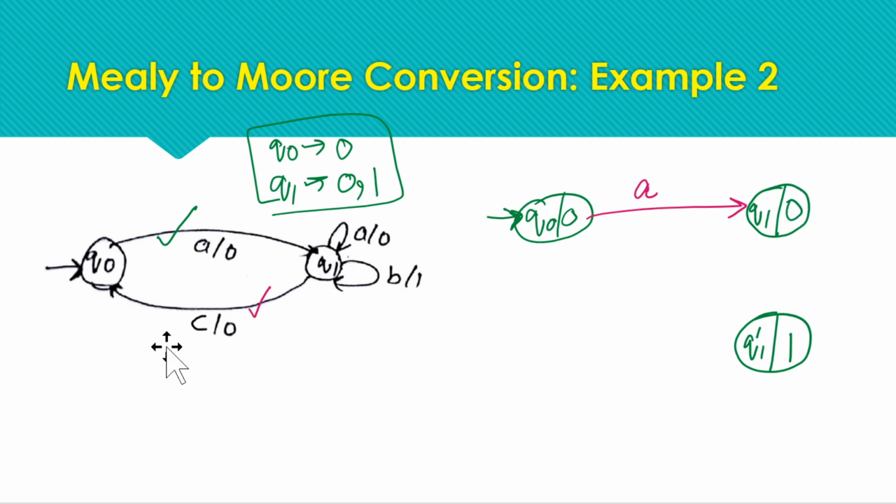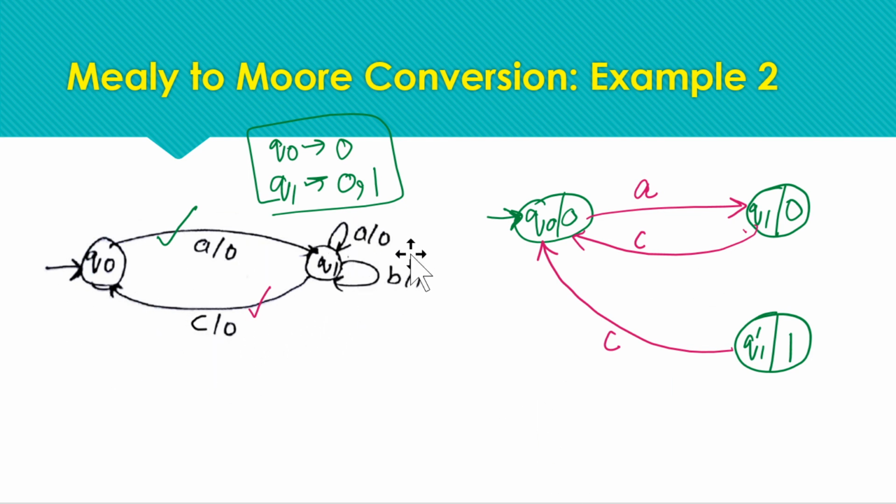Next, considering this transition for C, from Q1 we are moving to the Q0 with output 0. As Q1 is divided into two Q1s, from both states we will be moving to the Q0 for input symbol C. This for input symbol C, and also from this state for input symbol C. Okay, next this C's transition is complete.